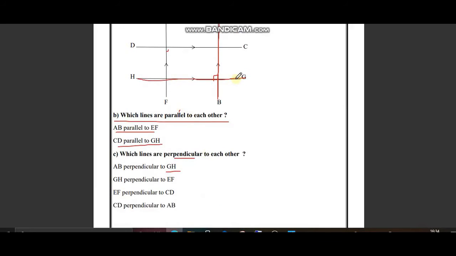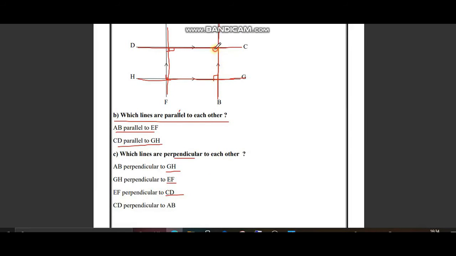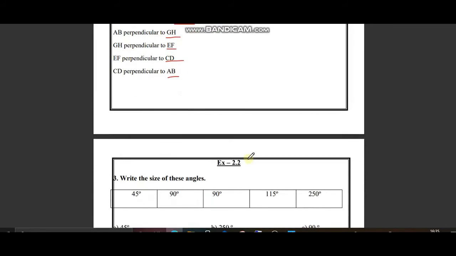And then if I check the GH line over here, they make a right angle. Which line is this? This is the EF line. I have written EF line. If you see in this corner they make a right angle, which line is this? This is the CD line, so I have written CD line here. But if you see this corner, the CD line crosses the AB line, so I have written AB line. It means line by line. If you go like this, you can find exactly the perpendicular ones. Again I'm saying, perpendicular is L shapes, parallel is exactly opposite lines. So exercise 2.1 is done.